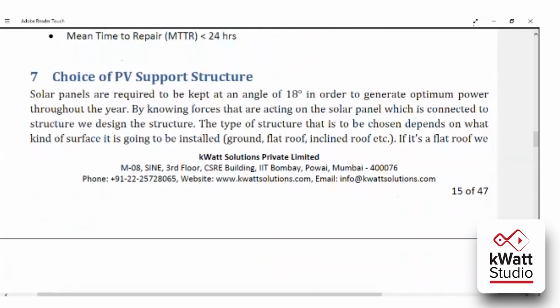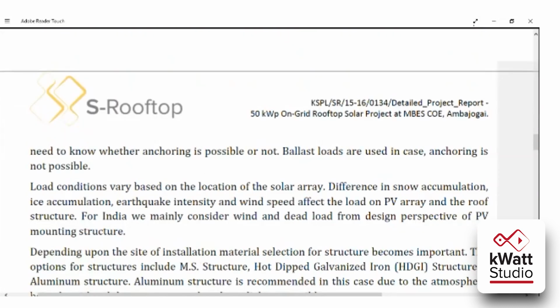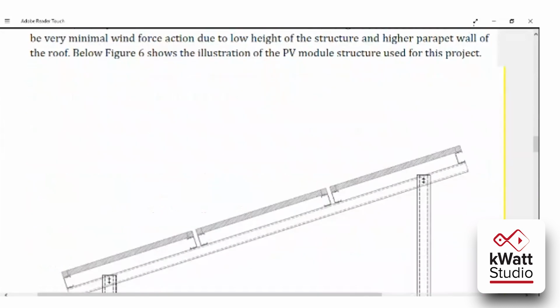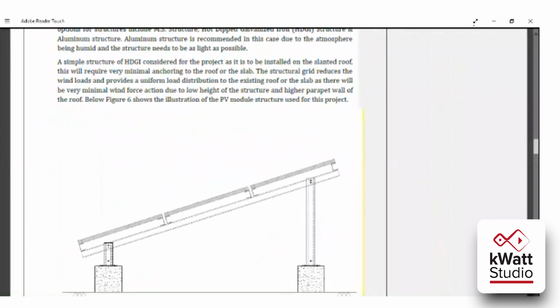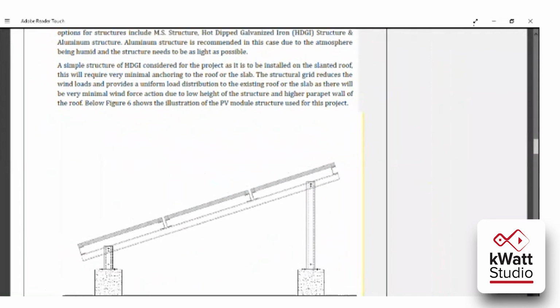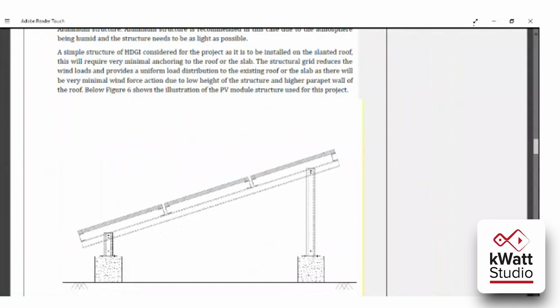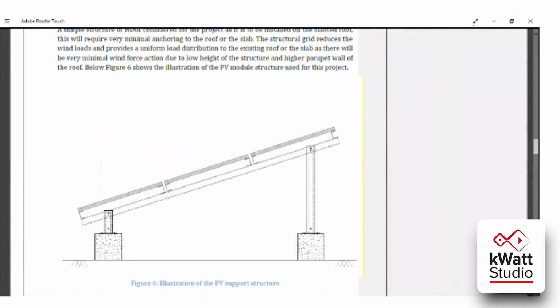Again, the choice of PV support structure. Our system is a rooftop solar PV plant, and we have used a hot dip galvanized iron PV structure over here. We have used a stack type structure, meaning we have kept module over module. As you can see here, a total of 3 modules are kept on a stack basis, so the stack component is 3.